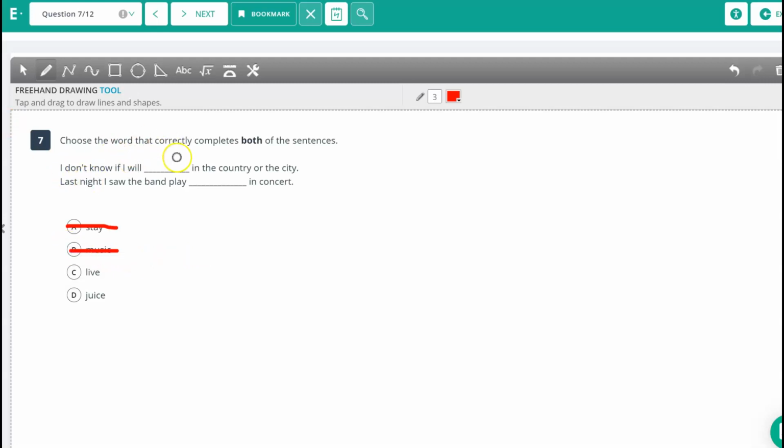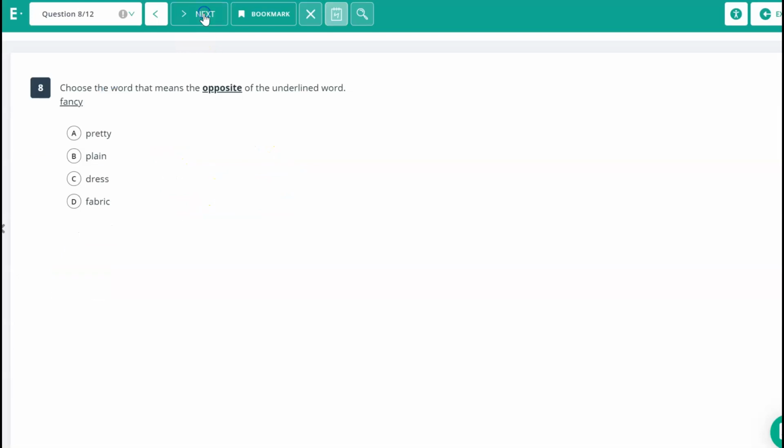I don't know if I will live in the country or the city. Last night I saw the band play live in concert. Well, that one looks like it's working. We'll try juice just in case. I don't know if I will juice. No, that doesn't make sense. The only one that works is live, and it changes the sound, live and live. So choose C.